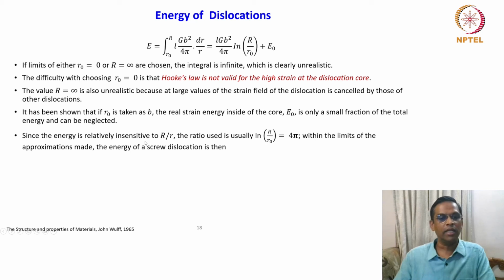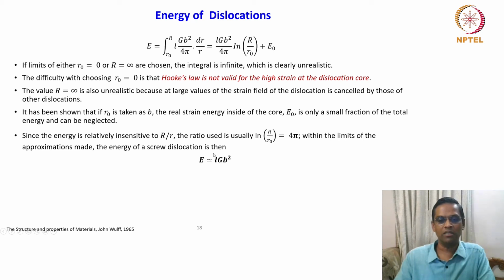Since the energy is relatively insensitive to R by R naught, the ratio used is usually ln R by R naught, which is equal to 4 pi within the limits of the approximations made. Then the energy of the screw dislocation is given approximately as E = L G B square. So finally, with all these assumptions, we got one expression for the energy of a screw dislocation: E = L G B square. G is a constant, L is geometry anyway.